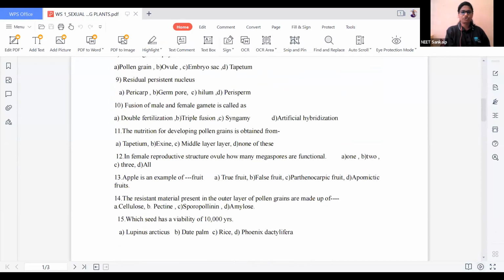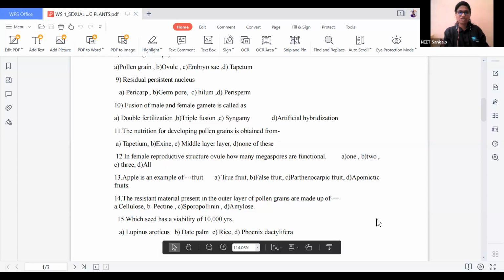14th question. The resistant material present in the outer layer, that is exine, of a pollen grain is made up of what? Option A, cellulose. Option B, pectin. Option C, sporopollenin. Option D, amylose. What is your response, guys?